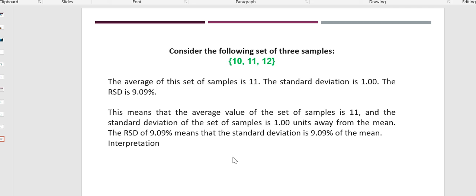So you can simply say that whatever the RSD value is, the standard deviation is this percent of the mean. So here in this way you can interpret your data in the form of average, standard deviation and RSD. I hope this will help you understand the basic concept behind average, SD and RSD. This is a simple example that we have discussed here.